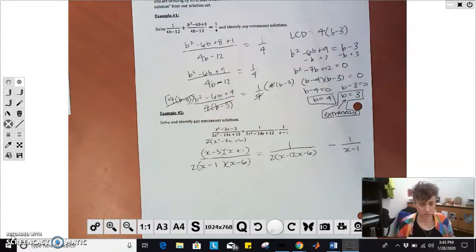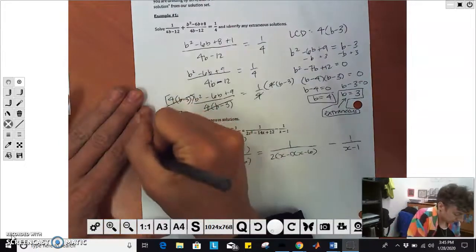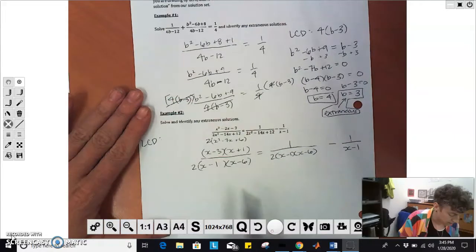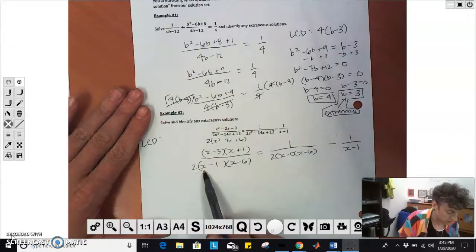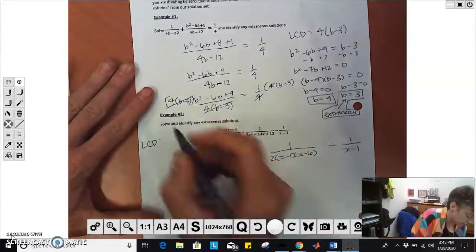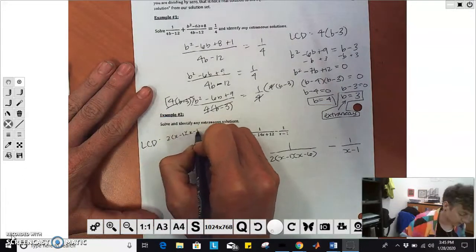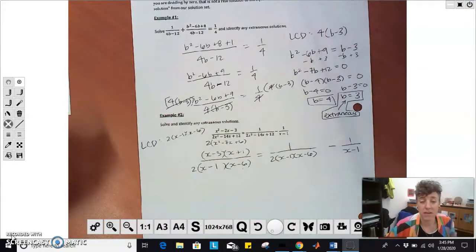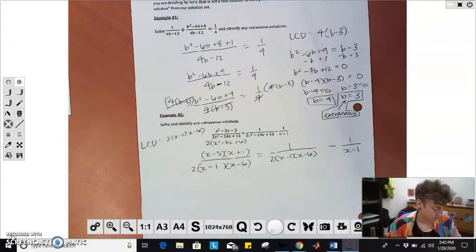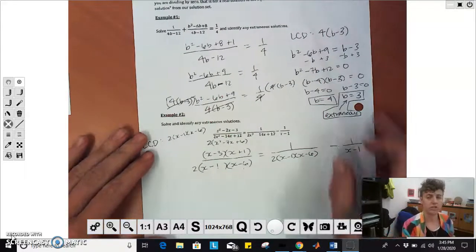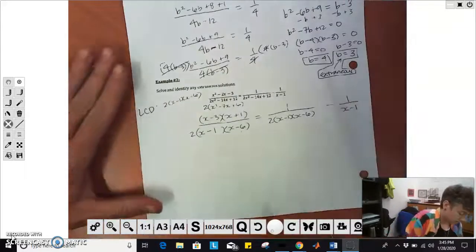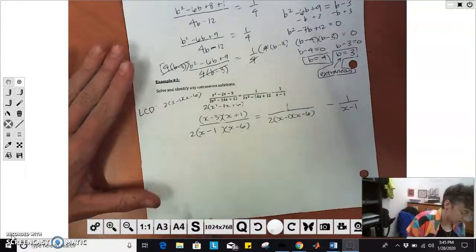Okay, so what's our lowest common denominator? This guy, 2 times x minus 1 times x minus 6. Let's multiply everybody by that denominator so we can get rid of it. So we can deal with a regular old solution. Multiply everybody by that lowest common denominator.